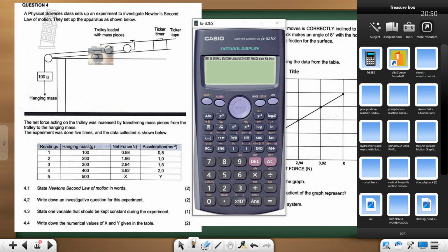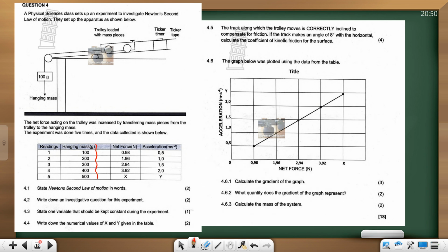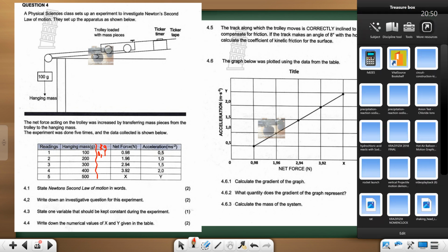Remember, this is grams, right? We need to convert to what? Kilograms. So this is converted to kilograms, divided by 1,000. This is what? 0,1. If you multiply that by 9,8, you are going to get 0,98.